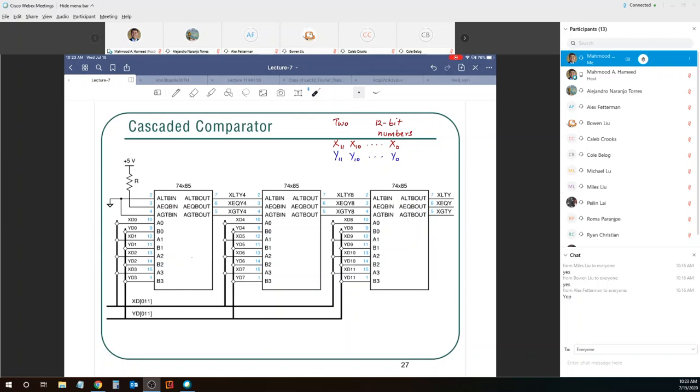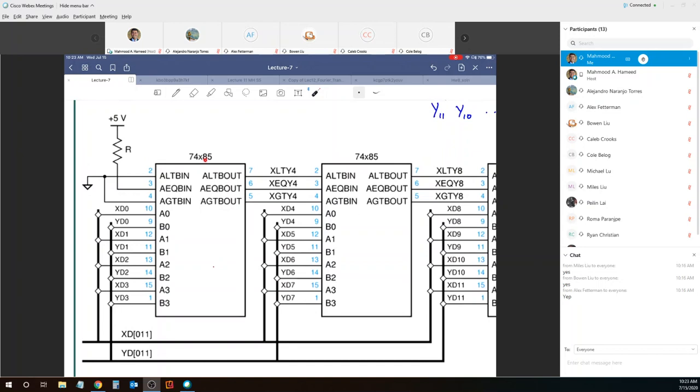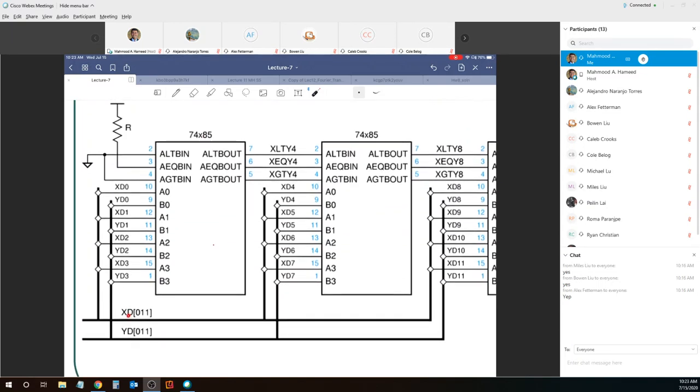Now notice what happens here. Here is your x, which is a 12-bit vector, bits 0 to 11, and y, the other number, which is also a 12-bit vector. You are taking certain bits of those two numbers. So for example, here you have the 4 least significant bits, right? So here you have the 4 least significant bits of the two numbers.